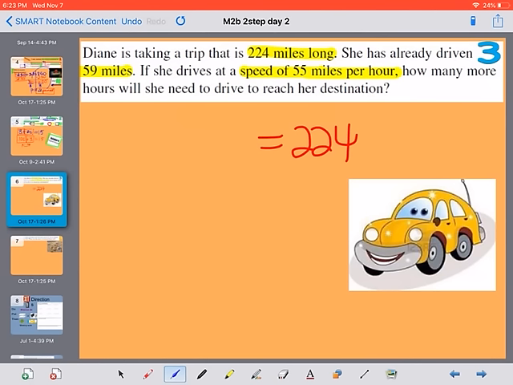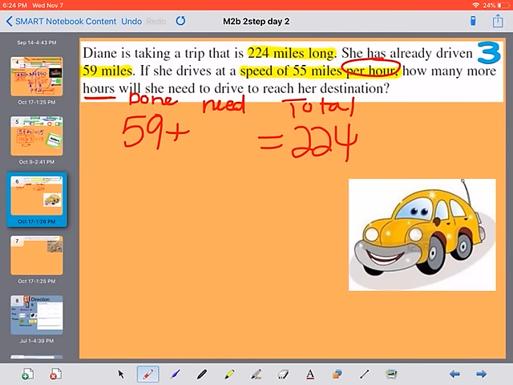So right now, we want to know how many hours she is driving. We already know she's traveled 59 miles. So she's traveled 59 of her 224, plus she's traveling at a speed of 55 miles every hour. So this is what she's already done, and this was her total. This is what she needs to drive, left in the middle here. We know she's traveling 55 miles every hour, but we don't know how many hours it'll take.